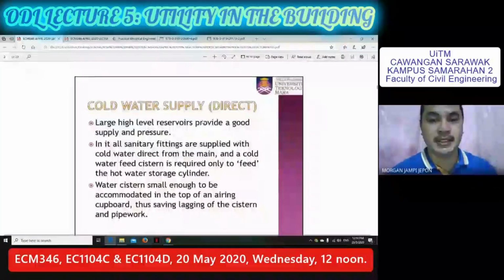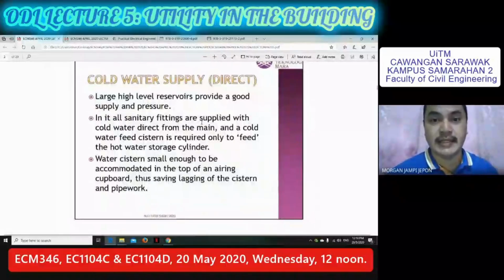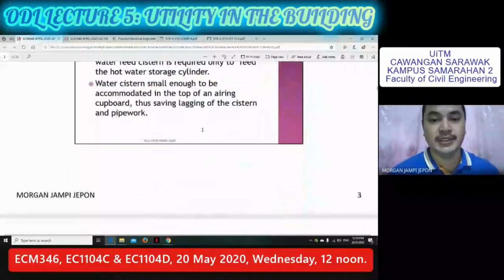Supply could be direct or indirect. So the first one here is direct cold water supply. Please read this description on your own, because I'm going to explain it by showing this picture.